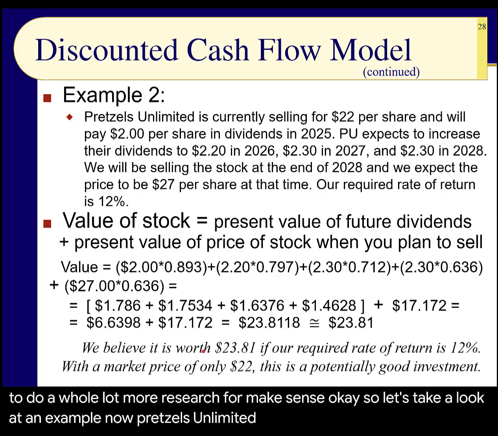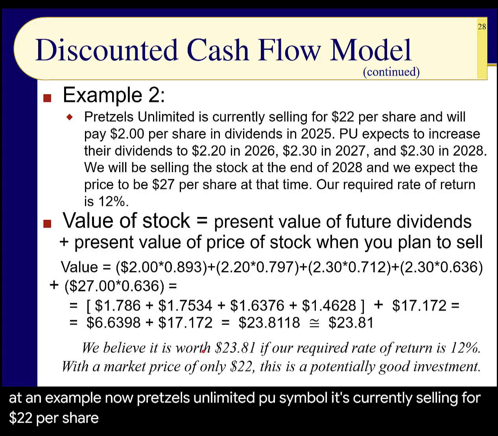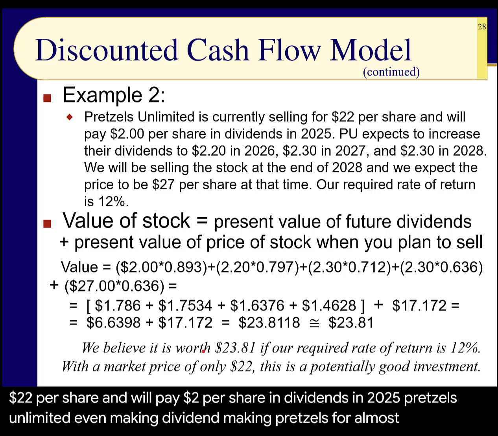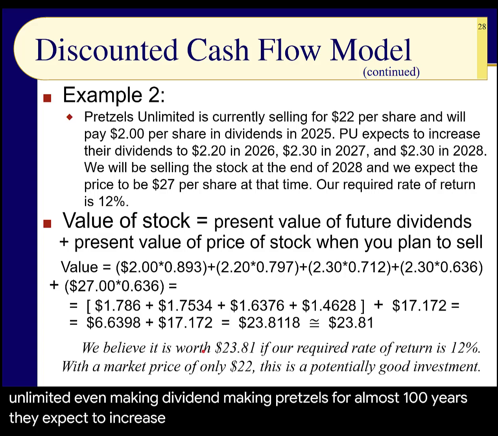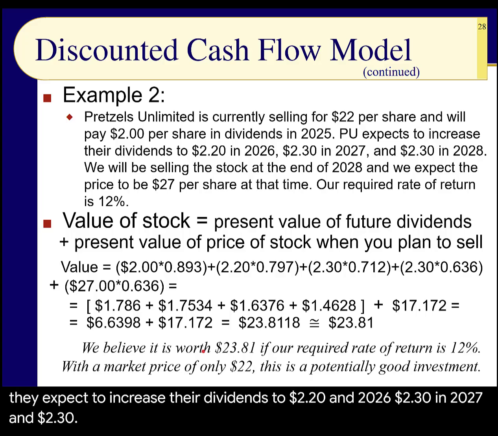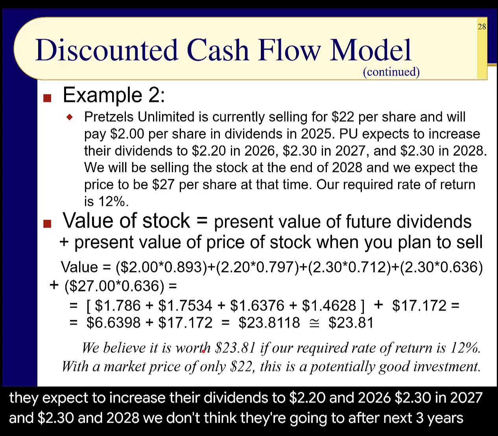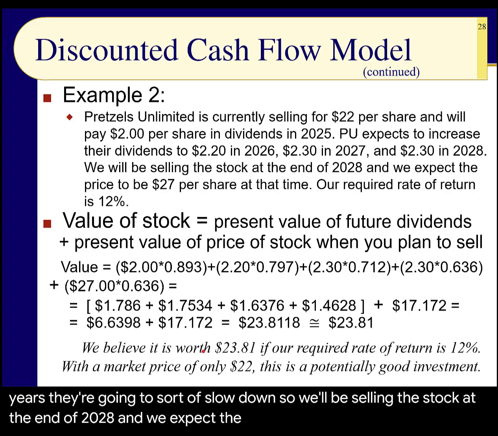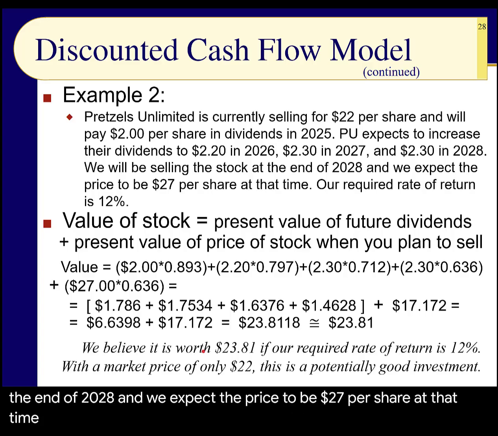Pretzels Unlimited, PU, the symbol, is currently selling for $22 per share and will pay $2 per share in dividends in 2025. Pretzels Unlimited, they've been making pretzels for almost 100 years. They expect to increase their dividends to $2.20 in 2026, $2.30 in 2027, and $2.30 in 2028. We don't think that after the next 3 years they're going to grow much; they're going to sort of slow down. So we'll be selling the stock at the end of 2028, and we expect the price to be $27 per share at that time. Okay, our required rate of return is 12%.